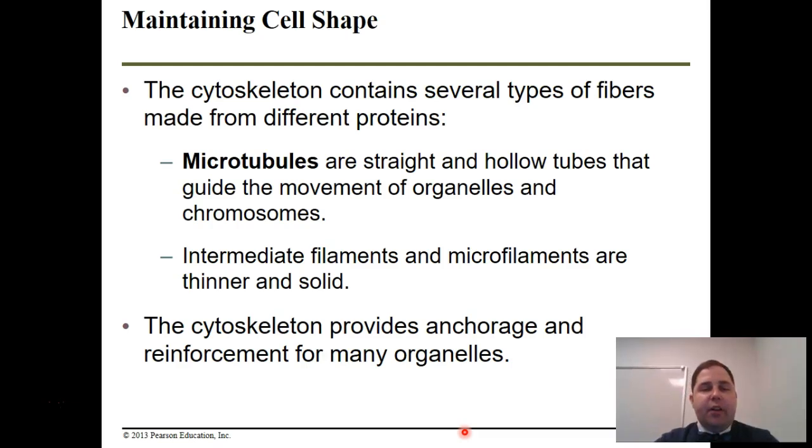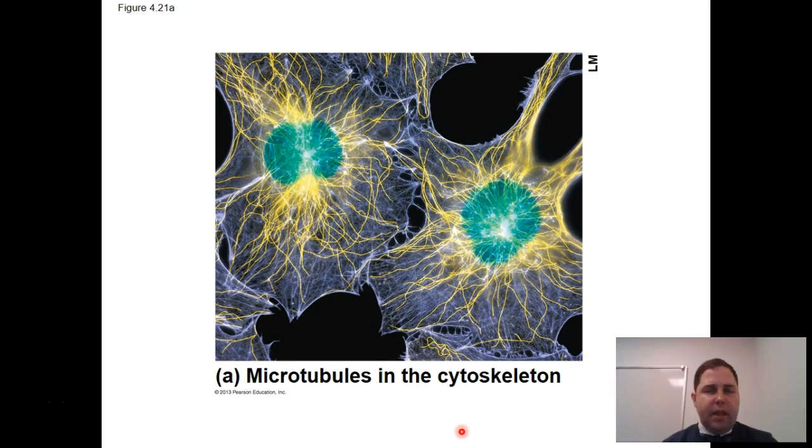Intermediate filaments and microfilaments, or sometimes for microfilaments I'll say actin filaments, are thinner. And they also have the same functions as the microtubules, but they do them in different ways. All of them provide anchorage and reinforcement for many types of organelles. Just know that the cytoskeleton is a way of supporting the cell itself. Here are pictures of microtubules. You can see these yellow microtubules are spread out all over the place. The blue is actually actin, or microfilaments, that's giving structure in other parts of the cell.